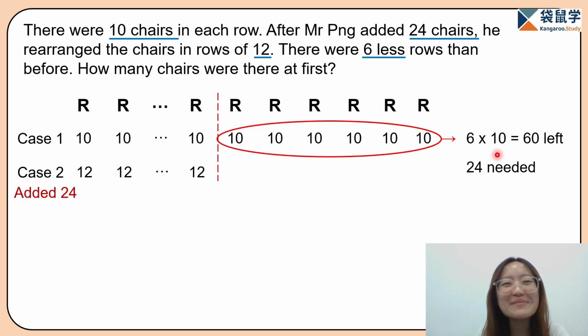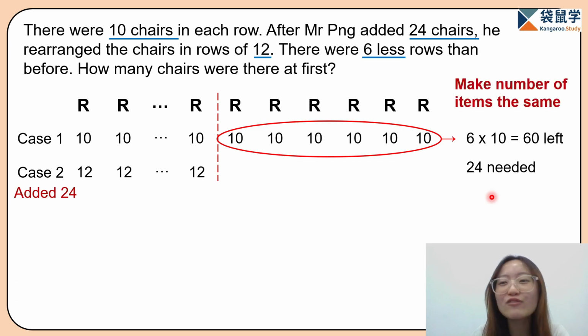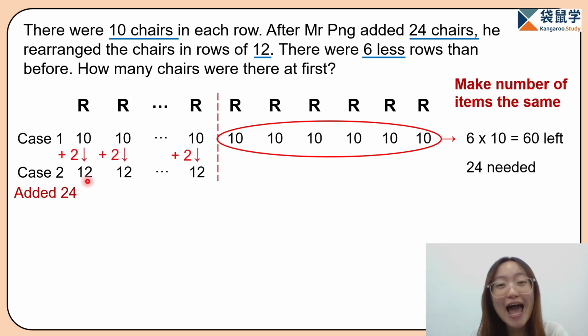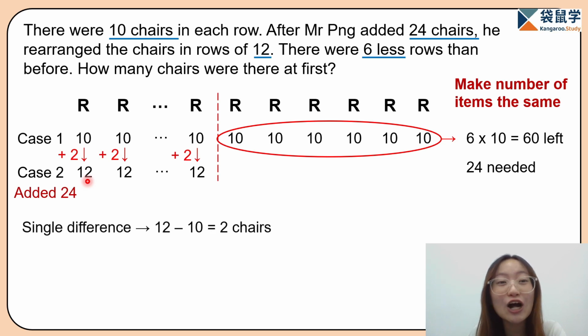Now, this has become an excess and shortage problem. In case 1, we have an excess over here, and in case 2, we have a shortage. This is because we made the number of rows the same. And now, if we compare these 2 cases, how many more chairs will each row have? 2 more, 12 minus 10. And we can call this a single difference.